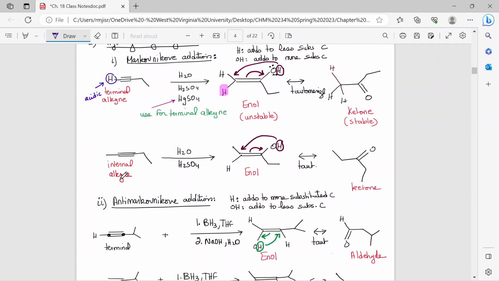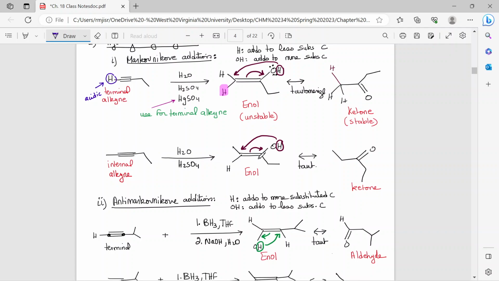If you have an internal alkyne, you don't have any acidic hydrogen over here, so there's no need for you to use HgSO4. You can directly do the hydration, and the hydration will proceed by Markovnikov again. Hydrogen will add to the less substituted carbon. This carbon is the less substituted side because you have one carbon over here versus two carbons over there. And then the other carbon of the triple bond will have the OH.